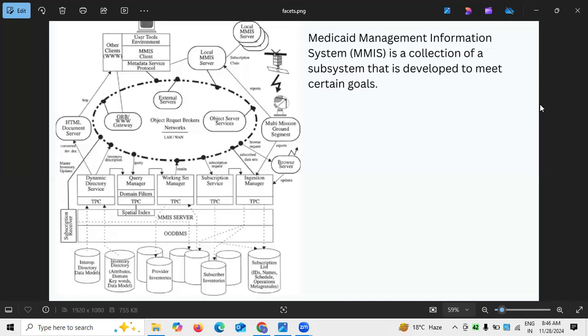Whenever we try to understand these business goals, we need to understand the requirements of CMS, the Centers for Medicare and Medicaid Services. It's a kind of regulatory body, a government authority, which regulates Medicare and Medicaid policies, adjudications, right? Everything will be managed by the CMS department.